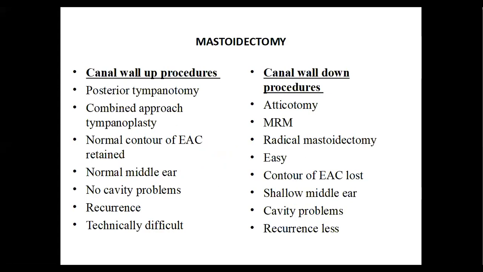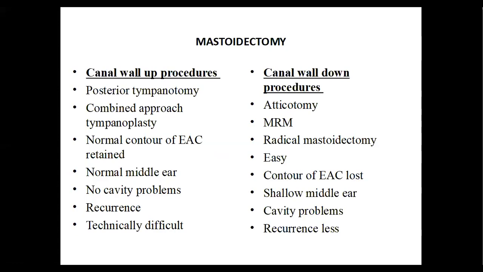And a few questions about mastoidectomy you can expect are canal wall up versus canal wall down procedures. At least you should know their names. Canal wall up mastoidectomy includes posterior tympanotomy and combined approach tympanoplasty. These are the two varieties. The advantage is that it has a normal contour of the EAC. It doesn't affect the contour of the external canal, the mid-layer is preserved, and there are no cavity problems, as I mentioned just before.